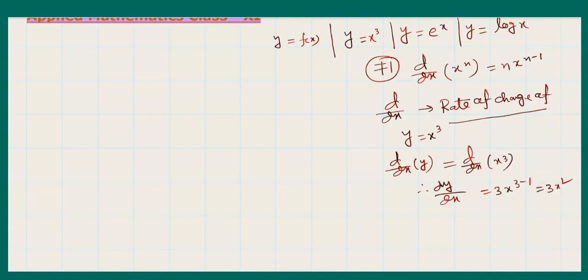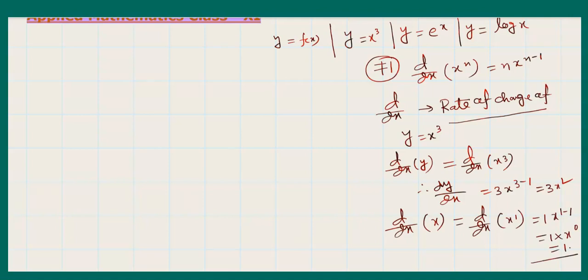Then another example, what is the rate of change of x? This is nothing but d/dx of x, and we will get everything by the formula only. This is 1 times x to the power 1 minus 1, 1 into x to the power 0, that is 1.